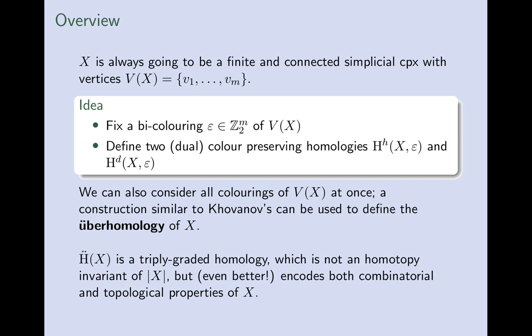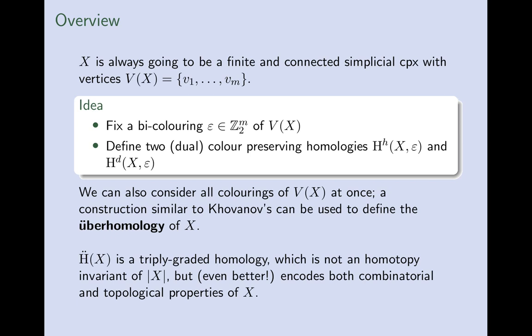So it turns out that this homology, which is called Überhomology, is indeed a triply graded homology. So it has a homological grading, decreasing by 1 under the action of some differential. But also it has another grading. One is induced by the dimension of the simplices, while the other is induced somehow from the coloring. So the first striking difference with any other homology theory for simplicial complexes is that this Überhomology is not a homotopy invariant, but possibly even better, it encodes some weird property of the simplicial complex.